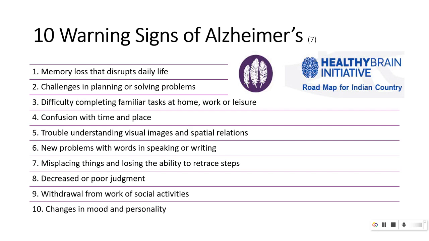The Centers for Disease Control and Prevention has a guide focused on dementia in Indian country, called the Healthy Brain Initiative Roadmap for Indian Country. In that document, there are the 10 warning signs for Alzheimer's. The first warning sign is memory loss that disrupts daily life, such as forgetting events, repeating yourself, or relying on more aids to help remember, like sticky notes. The second warning sign can be challenges in planning or solving problems, having trouble paying bills or following familiar cooking recipes. Third, difficulty completing familiar tasks at home, work, or leisure.